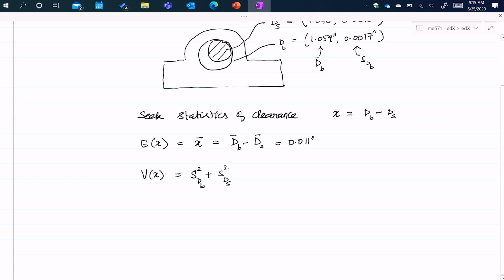And if you recall from module 3.3, the variance will sum even if the quantities are subtracted in the mean value. The variance will always sum, and this was one of the important learnings from module 3.3. And this is equal to 0.0017 squared plus 0.0013 squared, and that's 0.0021 squared. And therefore, the sample standard deviation of clearance is 0.0021 inches. So that solves that problem.